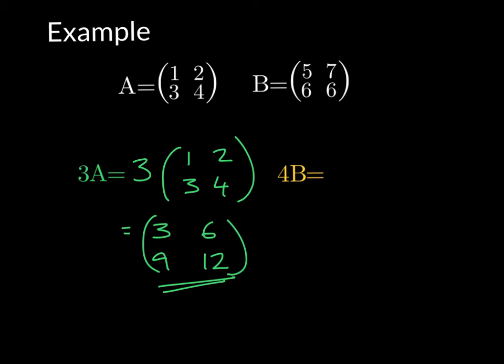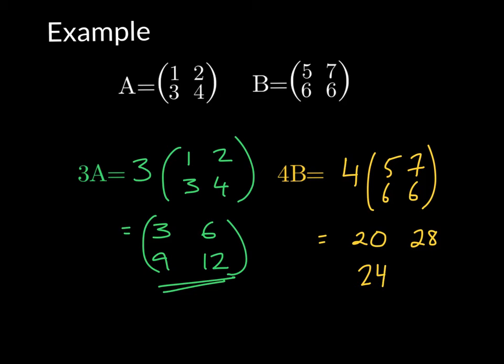Let's look at 4B. So 4 times matrix B, which is 5, 7, 6, 6. So we have 4 times the 5, which gives us 20. We have 4 times 7, which gives us 28. We have 4 times 6, which gives us 24. And then we have 4 times 6 again, which gives us 24. So again, it is quite straightforward to multiply matrices by a scalar. It is, however, much more complex to multiply matrices together.